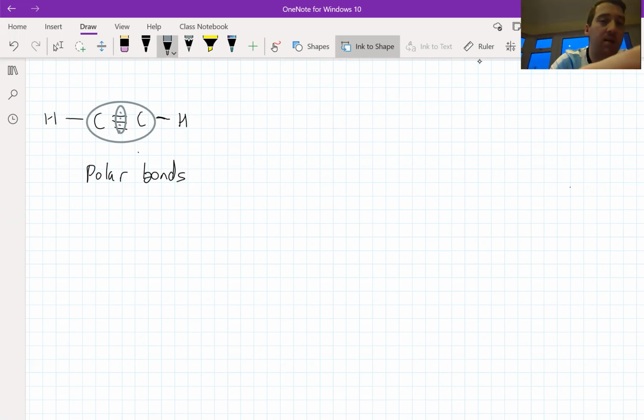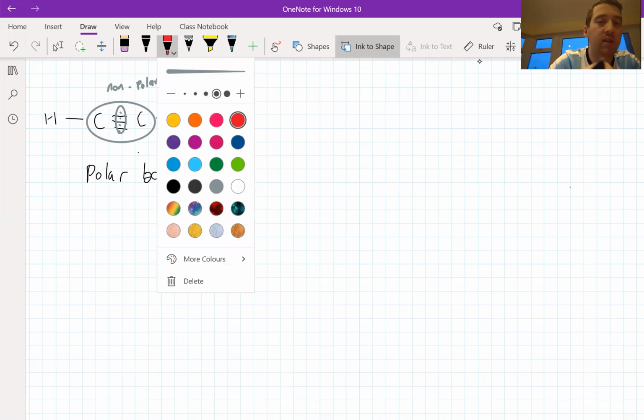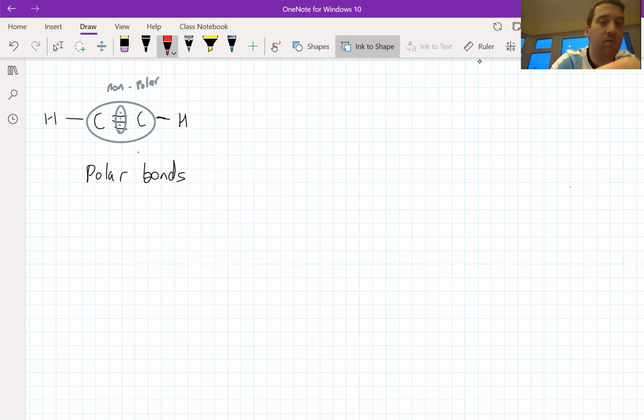That means that this bond is non-polar because neither of these atoms attracts the electrons towards themselves. So you don't get any dipoles created. Again, if you do not know what these words mean, then you need to go back and watch the videos on bonding. The carbon-hydrogen bond, these are not the same atom.